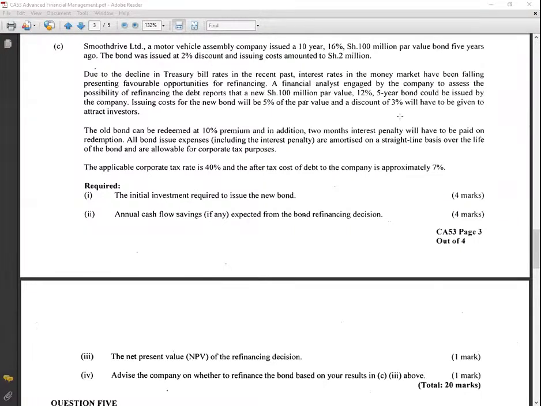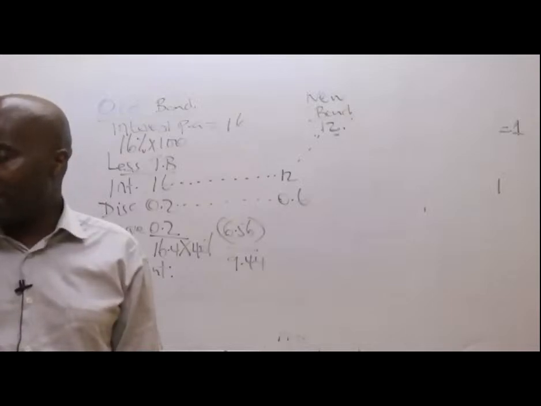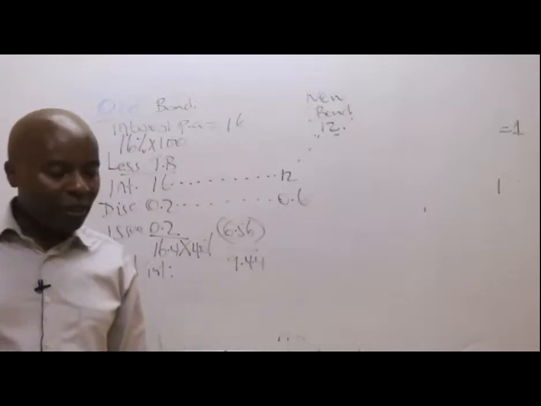So remember, discount and issue cost must always be divided by the number of years. The number of years here are how many? There are 5. So could you kindly take 3 divided by 5? I'm getting 0.6. From there, the issue cost of the new bond they have told us is 5, so 5% of 100 is 5. So what is 5 divided by 5? I'm able to get my issue cost very easily.